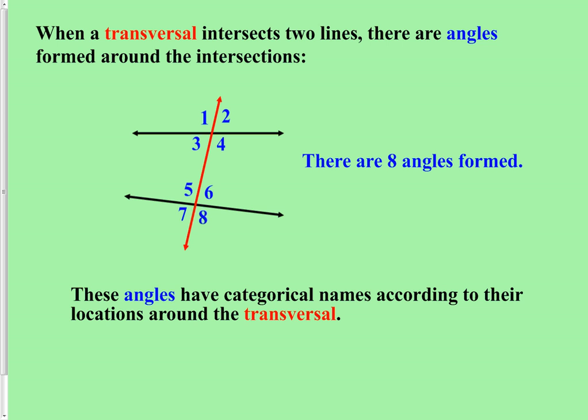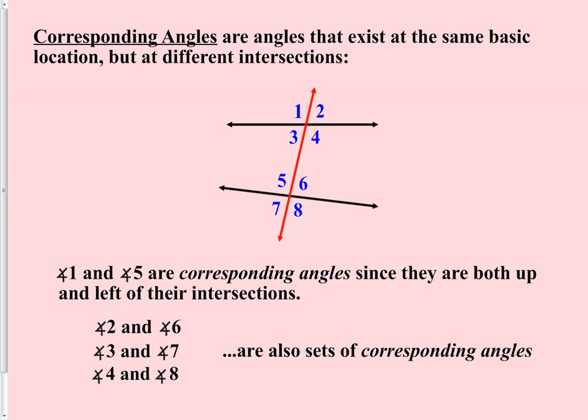Now, the different angles that are there can have different categorical names depending on where they are positioned around the transversal. So on this first day, that is what we were doing. We were trying to get the vocabulary to name the different angles' positions.